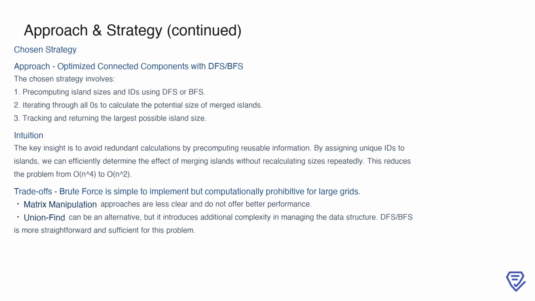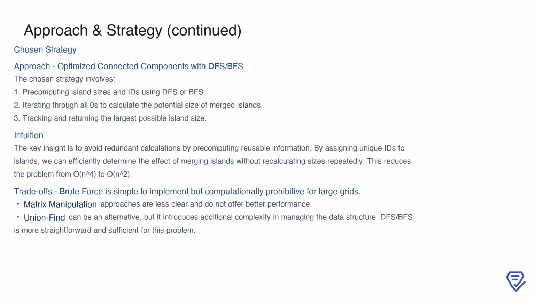This involves two main steps. First, we pre-compute the sizes and IDs of all islands using a graph traversal method. Then, as we iterate through the zeros in the grid, we calculate the potential size of merged islands by referencing the pre-computed information. The largest possible island size is tracked and returned.